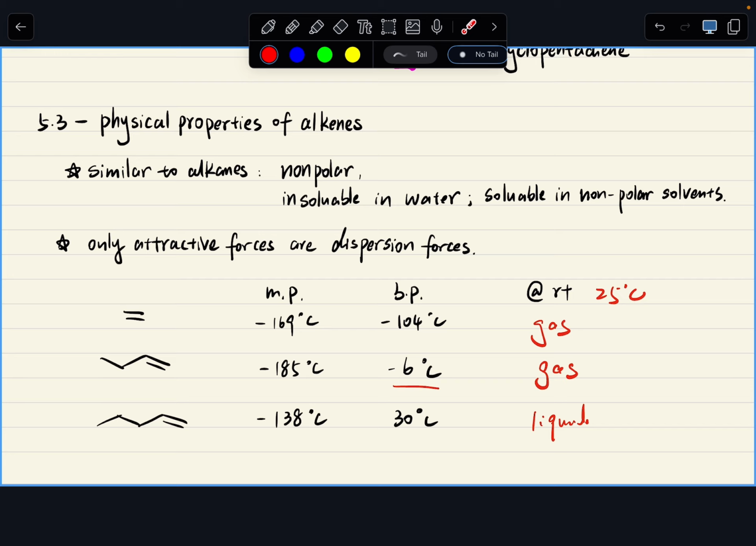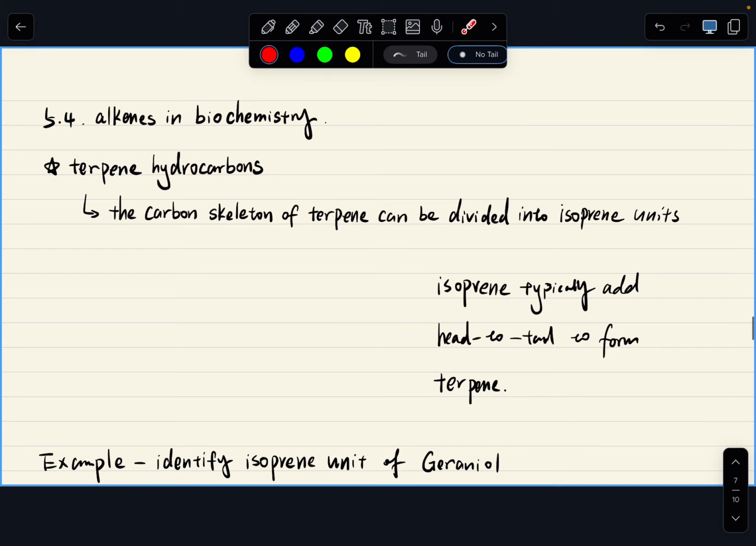All right. And moving on to one last bit of alkenes in biochemistry. So alkenes in biochemistry is pretty common. We see it in two different forms. One is called the terpene hydrocarbons. Basically, in this case, we're saying the carbon skeleton of a terpene can be divided into different isoprene units. So a terpene is divided into multiple isoprene units.